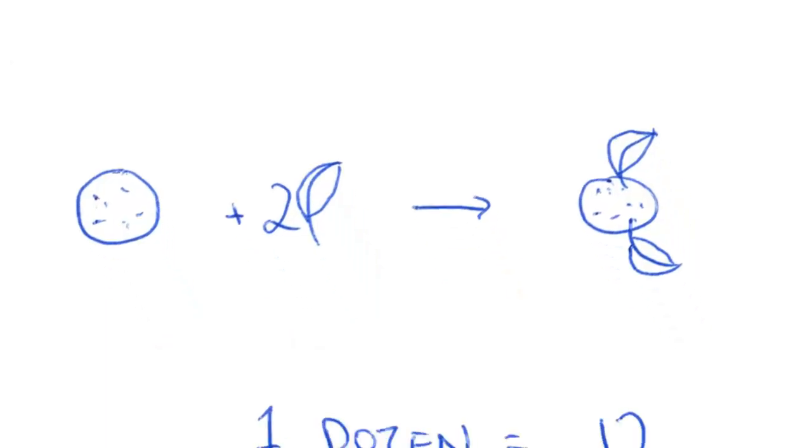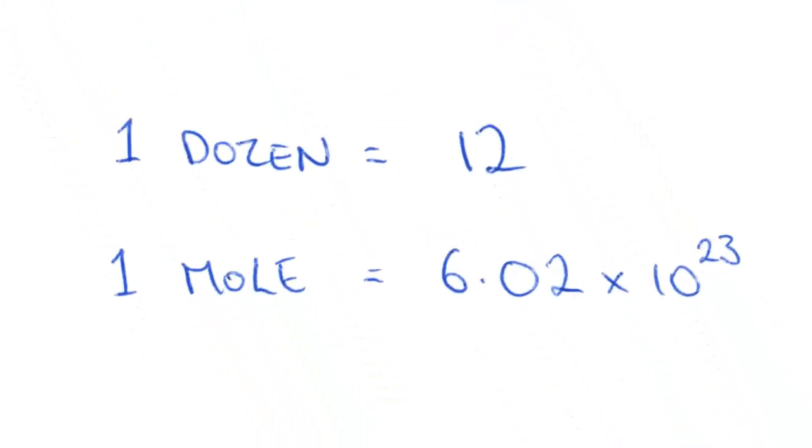Now, we know a dozen is 12. Okay, a dozen's just a number, it's 12, right? Is a dozen 12 oranges? No, it's not always 12 oranges. It's not always 12 eggs. It's not always 12 bread rolls. It's just 12. It doesn't have any units.